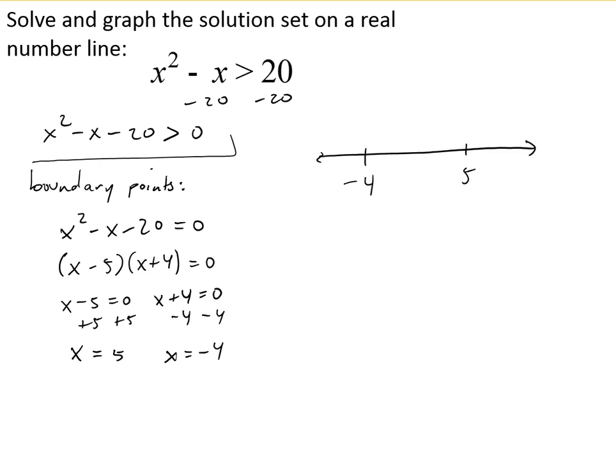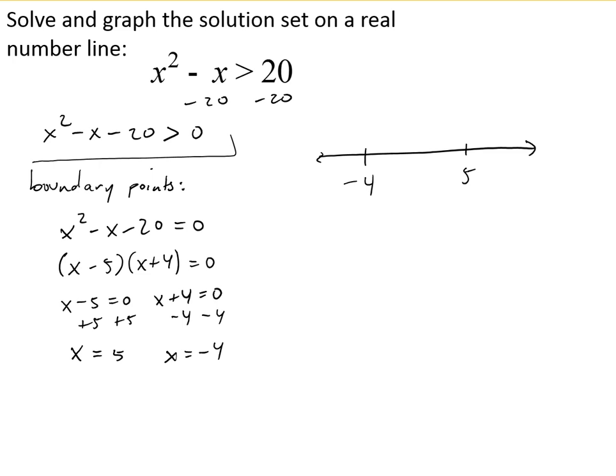So to the left of negative 4, that expression x squared minus x minus 20 is either all positive or all negative for every number to the left of negative 4. Same thing for all the numbers between negative 4 and 5, and same thing for all the numbers greater than 5. Because these are the only two numbers where that expression is equal to 0, these are the only places where it might change from being positive to negative or negative to positive.